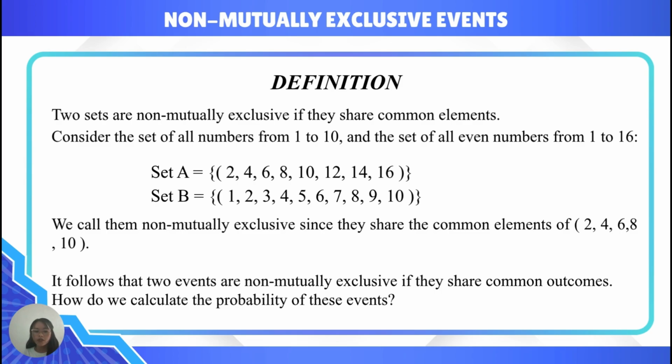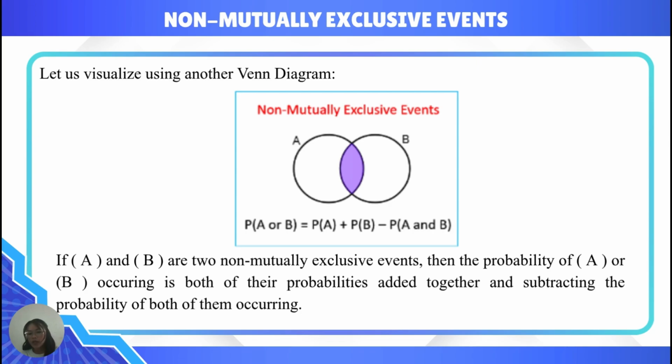Consider the set of all numbers from 1 to 10 and the set of all even numbers from 1 to 10. Look at the example shown. We have set A and set B, and both sets contain the numbers 2, 4, 6, 8, and 10. Notice that some numbers appear in both sets. These shared numbers are called common outcomes. Because of these common outcomes, the two sets overlap. The Venn diagram helps us visualize the overlapping events. The shaded middle part represents the outcomes shared by both event A and event B.